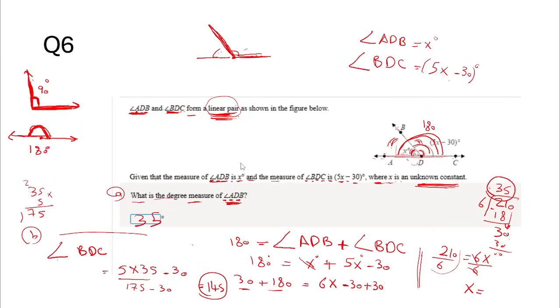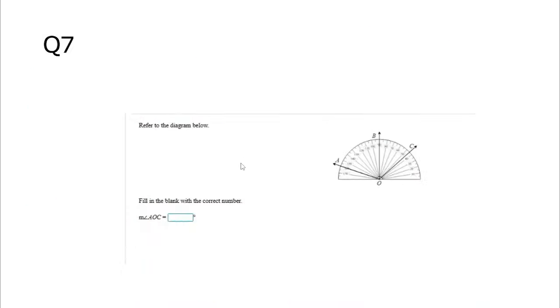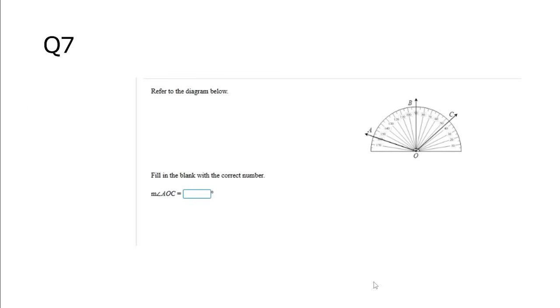Okay, how can we be sure that we got the right answer? We said that the total of these two angles is 180. So 35 plus 145 is 180. So these answers are correct. Okay? So let's go to question number 7.